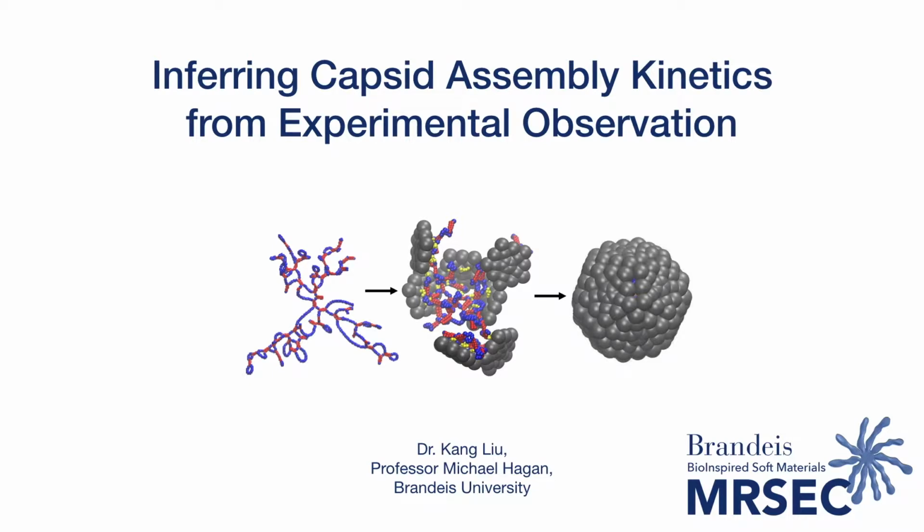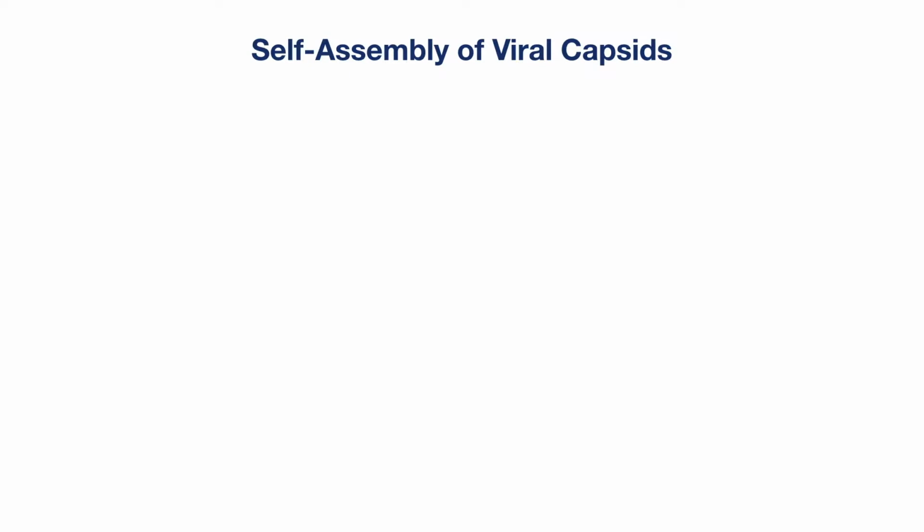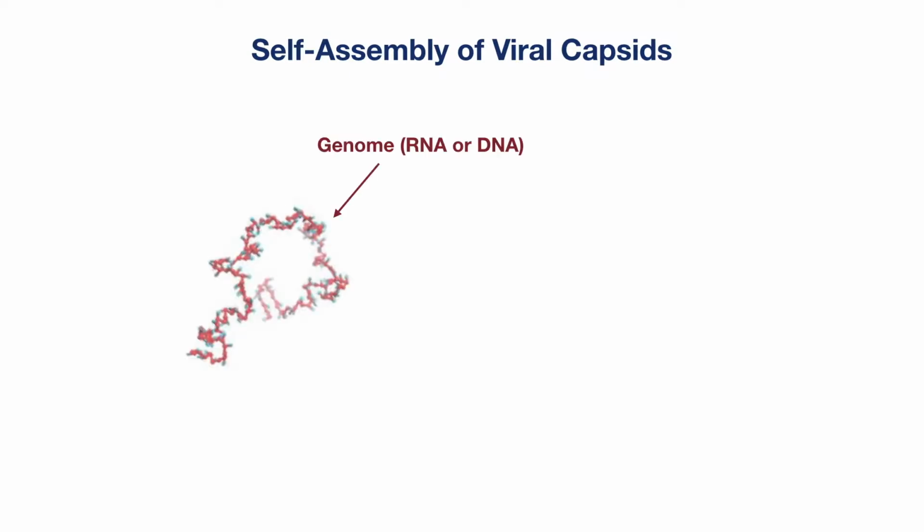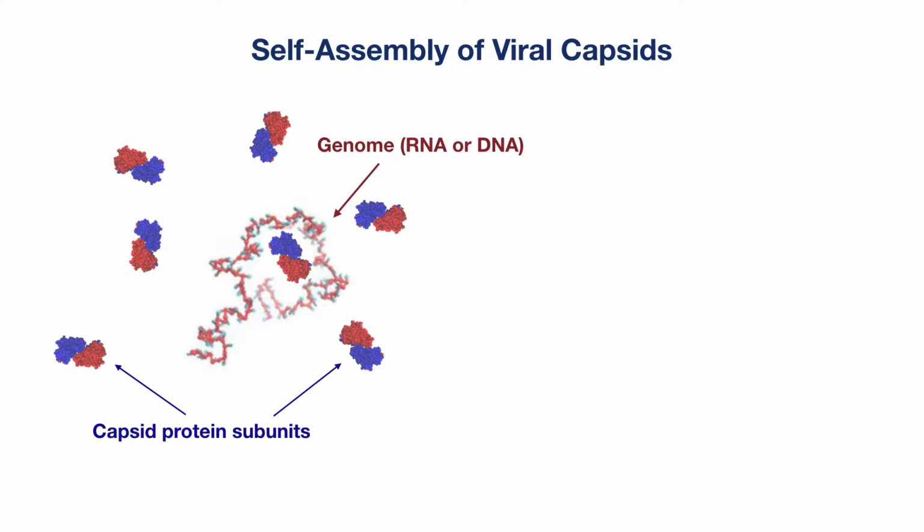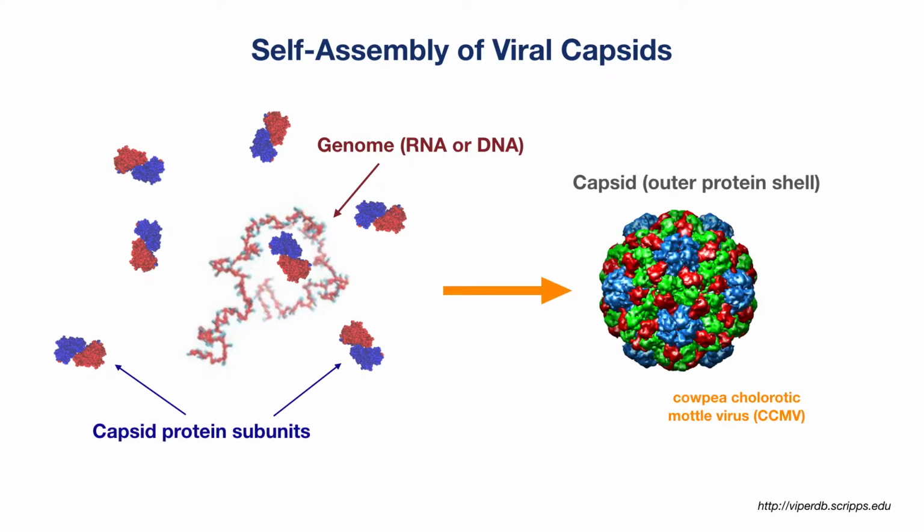One goal of the MRSEC research is to understand the rules of assembly used by living systems in order to address engineering challenges. In biology, the best example of self-assembly is the formation of a virus, where hundreds of proteins assemble around a viral genome to form a protein shell called a capsid.